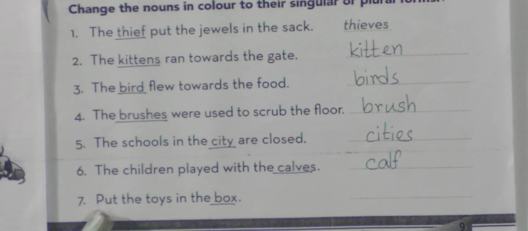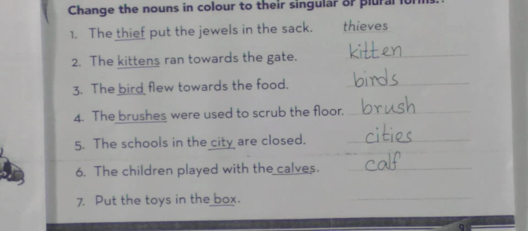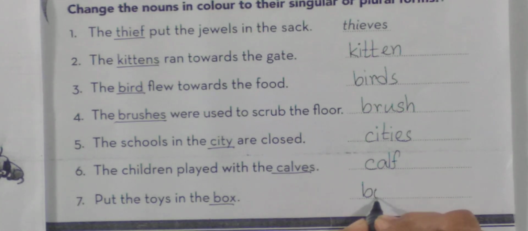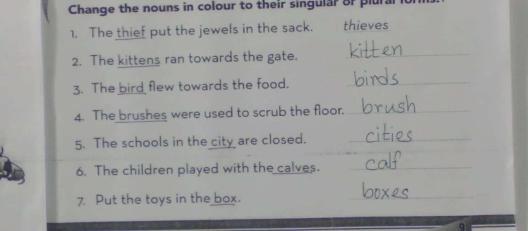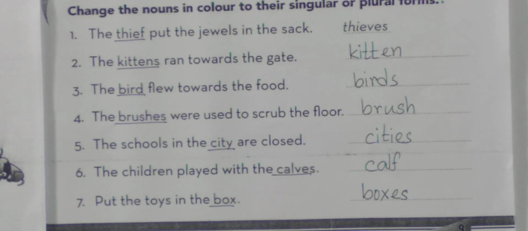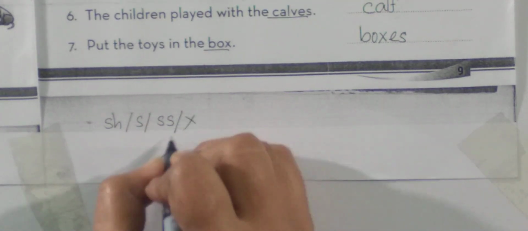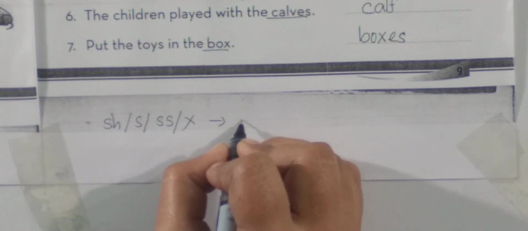Now we will go to number 7, put the toys in the box. So box, if the noun ends in x, we will add es, so it will be boxes. You have done it before, so we know the plural form of box is boxes. So if the word ends with sh, s, double s or x, how will you change it? You will just add es to make it plural.